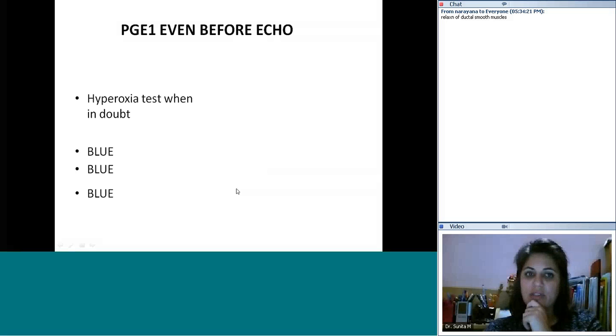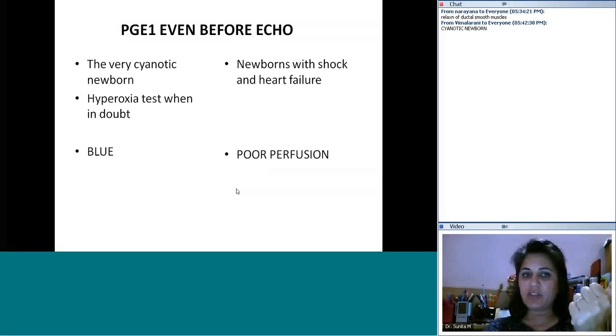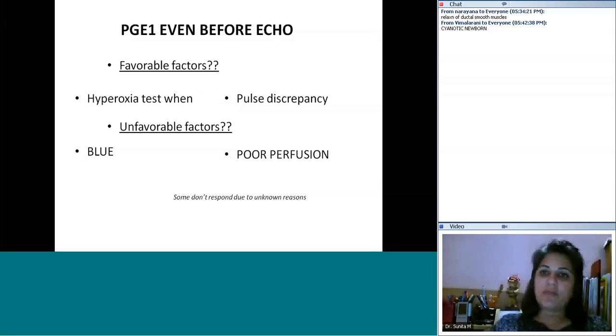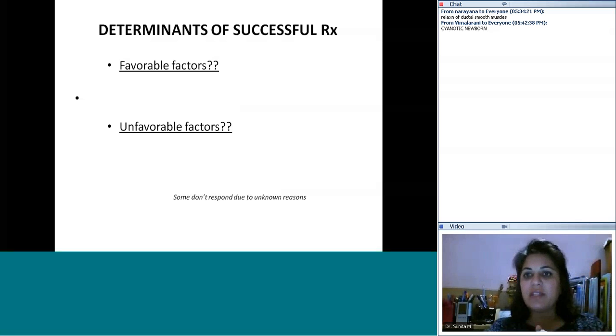Okay, so that's right, neonate with shock and cyanosis. So either the very cyanotic newborn, or when the hyperoxy test is in doubt, so a cyanotic newborn, or a newborn with shock and heart failure, or if you find a pulse discrepancy. So essentially two categories for where you would use prostaglandin. Very blue babies or babies with poor perfusion. That's right. So we'll move on from that.